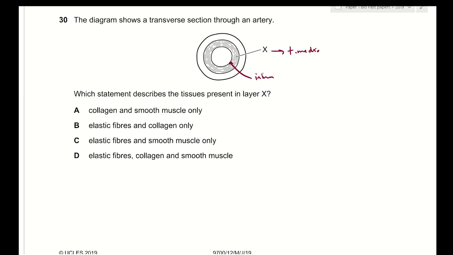Now, in tunica media and tunica externa, there's a mnemonic to revise. It's CES. Both have collagen, elastic fibers, and smooth muscle.